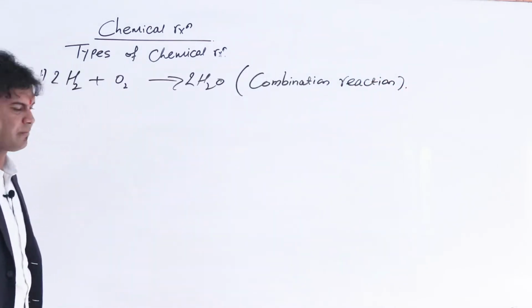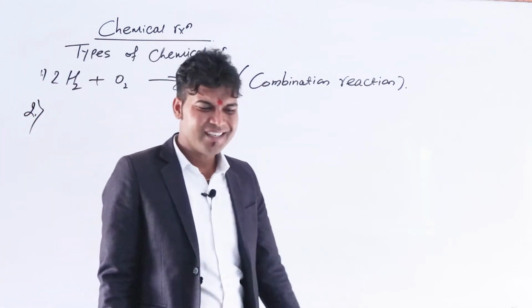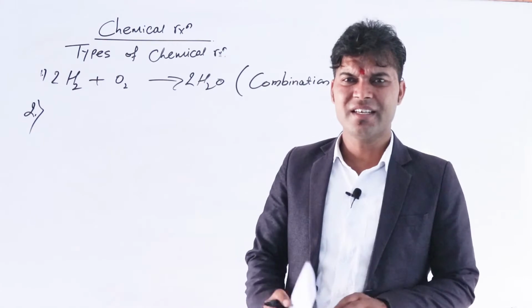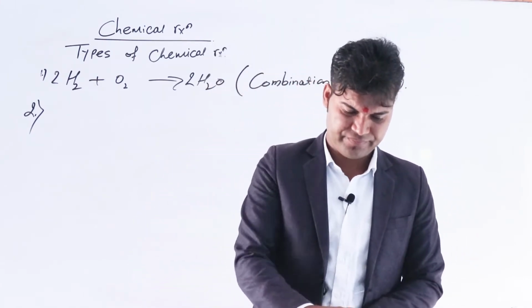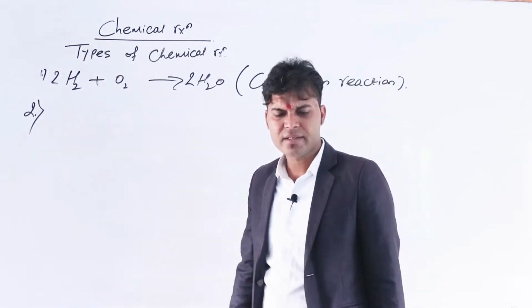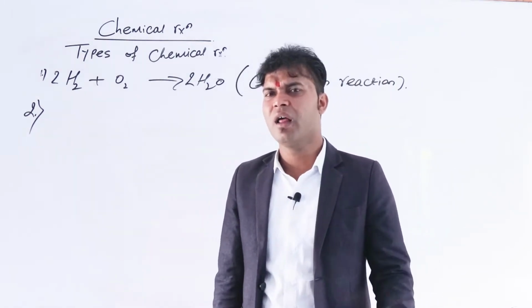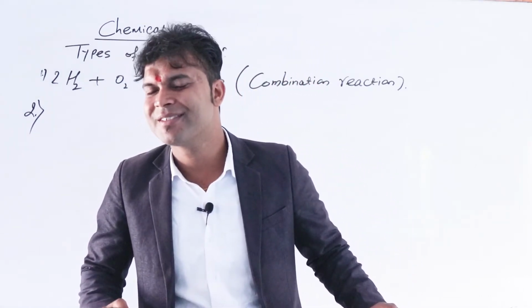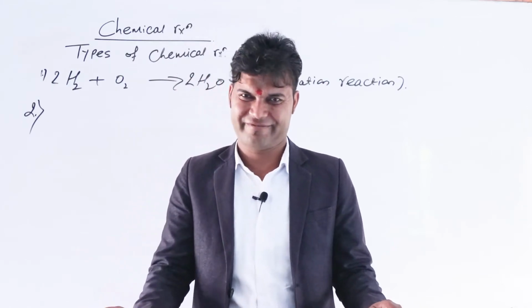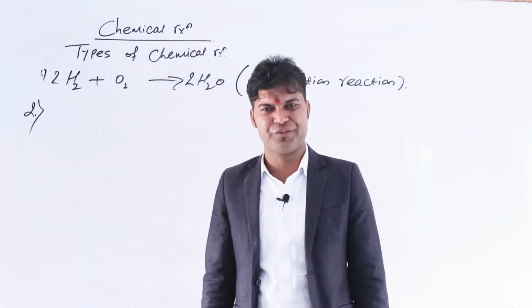Combination reaction. Number 2 is the decomposition reaction. What is the decomposition reaction? Decomposition reaction is the reaction in which a single compound is decomposed to form 2 or more than 2 products, isn't it? 2 or more than 2 products. So this type of chemical reaction is called decomposition reaction.